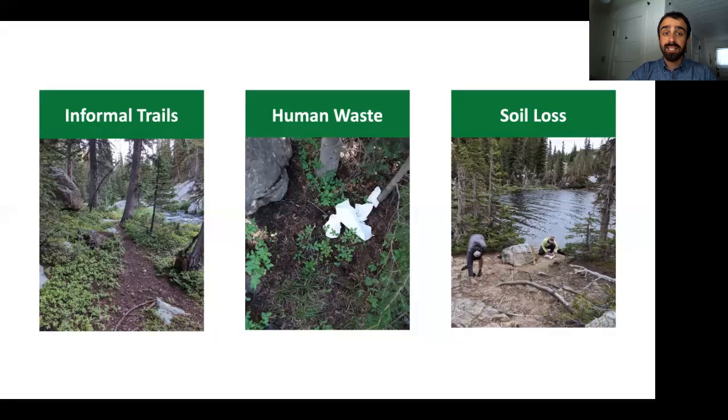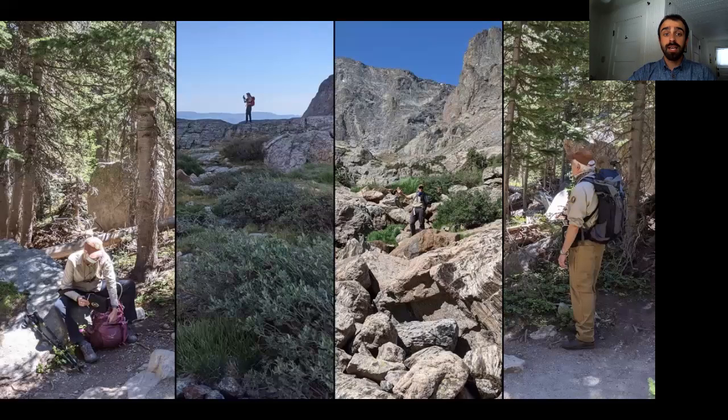So to establish a baseline of visitor impacts across the watershed, we used 3 different metrics this summer: informal trails, human waste, and soil loss, to map each one of these different things across the trail system. Now, to do this, I also had the pleasure of working with a team of volunteers in the park. And this was also to establish a community science program that could be implemented in Rocky and other parks across the country to map these same types of impacts.